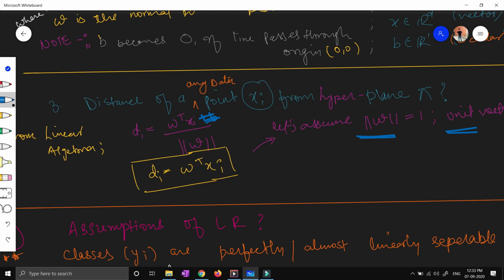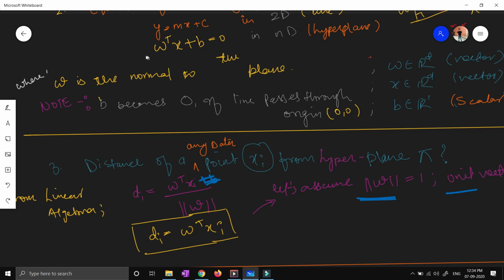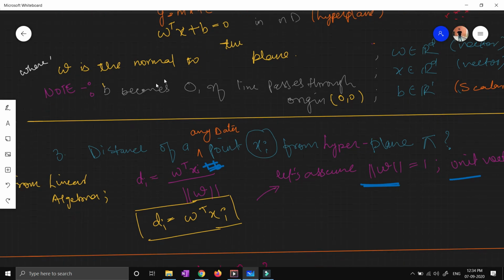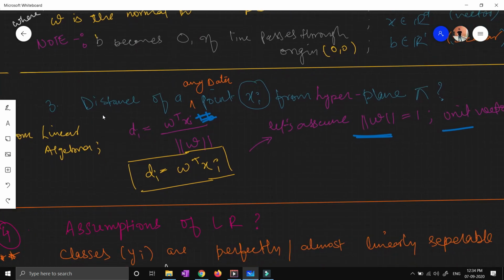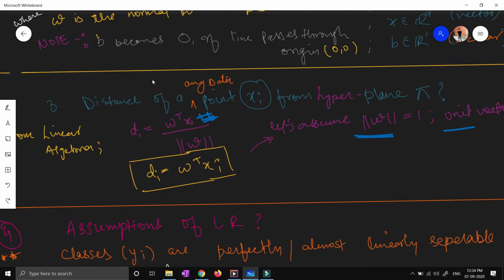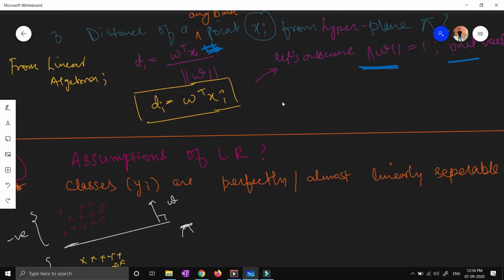That's it. So our third step is clear. Till now we have learned the equation of a line in 2D and n dimensions. In 2D it's y equals mx plus c, and in higher dimensions it is W transpose x plus b, where b is the intercept term. It will be 0 if our line passes through the origin. And the third step is that the distance of any data point xi from the hyperplane pi is equal to W transpose xi, assuming norm W is 1, which is a unit vector, from linear algebra.